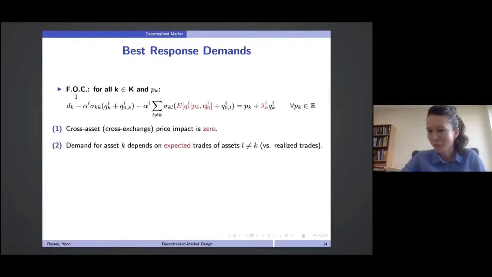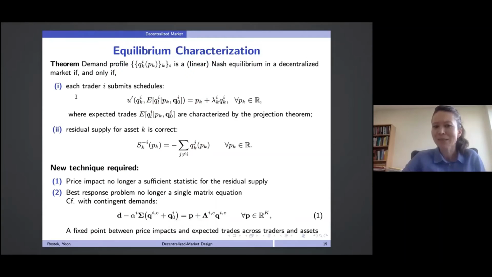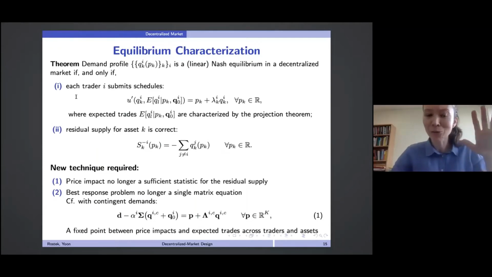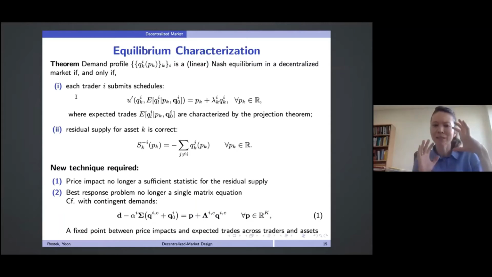Equilibrium will not be exposed. And this makes the problem more challenging. So one can still describe equilibrium through the familiar conditions, optimization given the residual supply and the requirement that the residual supply should be correct. But now, the price impact of a trader is no longer a sufficient statistic for the residual market. The distribution matters as well. And moreover, there is an additional fixed point between expected trades across assets and traders' price impacts.